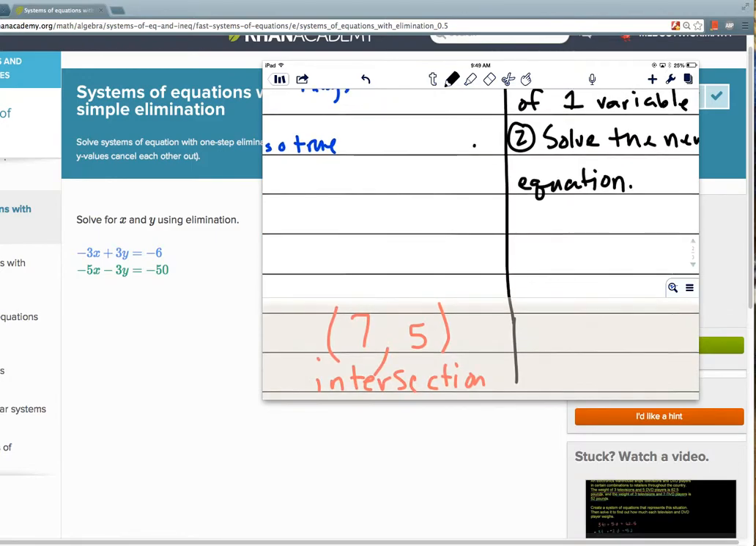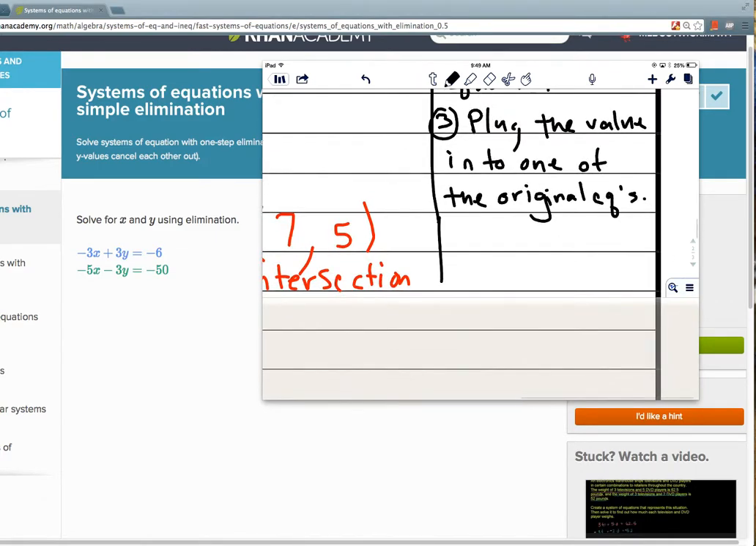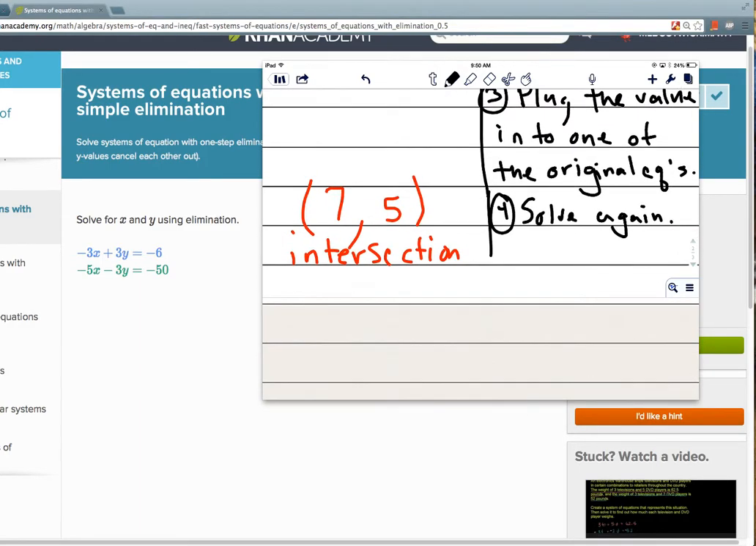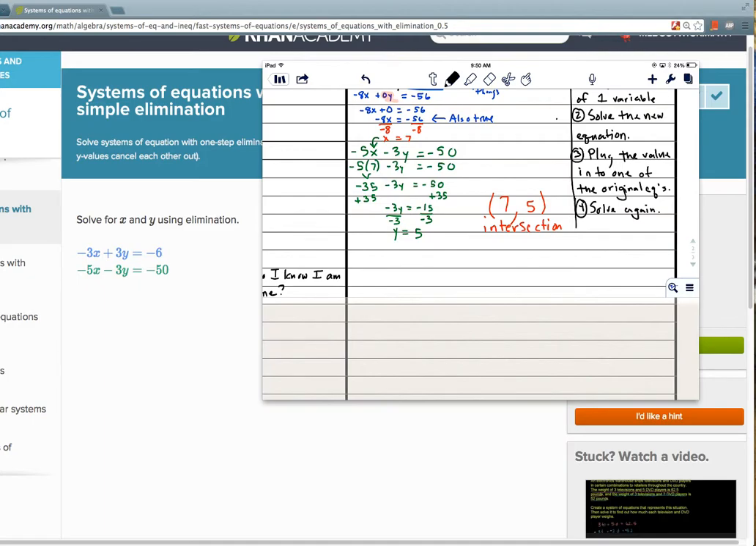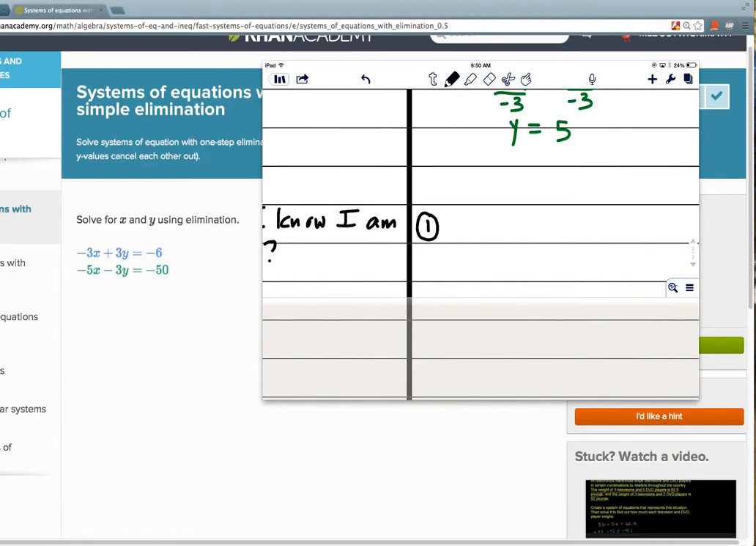And then the last step I took was plug the value in to one of the original equations. And it doesn't matter which. And last, solve again. So it's basically a four-step process, and there's this important question we can ask: how do I know when I'm done?